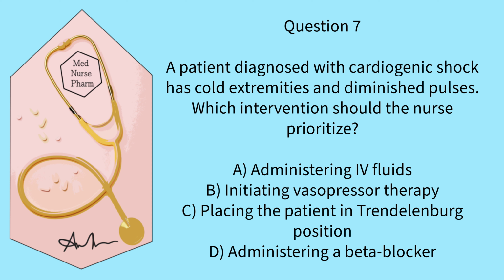Question 7. A patient diagnosed with cardiogenic shock has cold extremities and diminished pulses. Which intervention should a nurse prioritize? Administering IV fluids, initiating vasopressor therapy, placing the patient in Trendelenburg position, administering a beta blocker. Pause the video and select your answer.